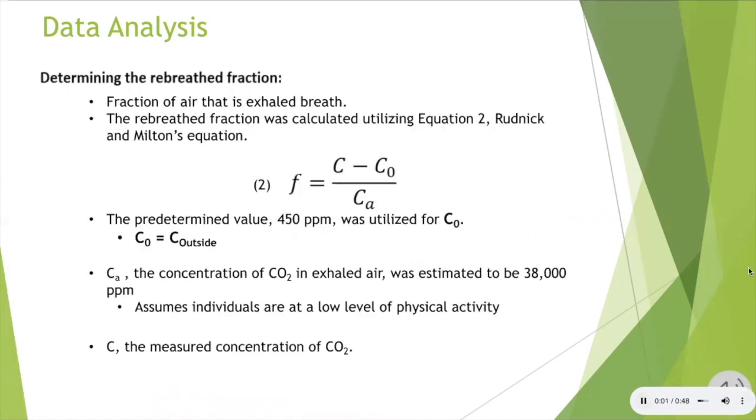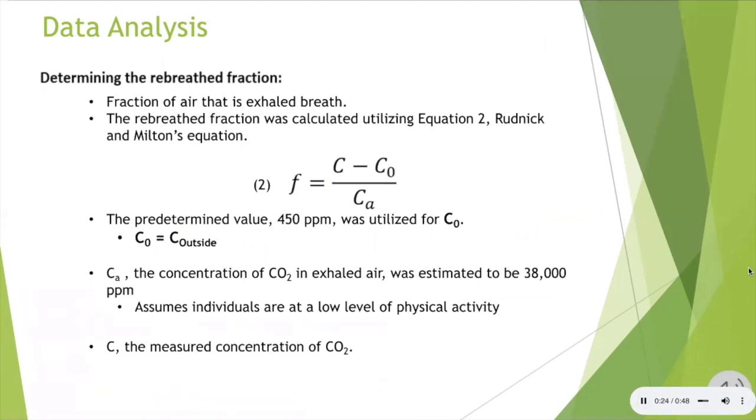After determining the decay rates, the rebreathed fraction over the duration of decay was determined using equation 2, or Rudnick and Milton's equation. The fraction of rebreathed air is essentially the fraction of air which is exhaled breath from any individual within the volume of the room. This parameter can be used similarly to the decay rate to analyze the ventilation further within a location.